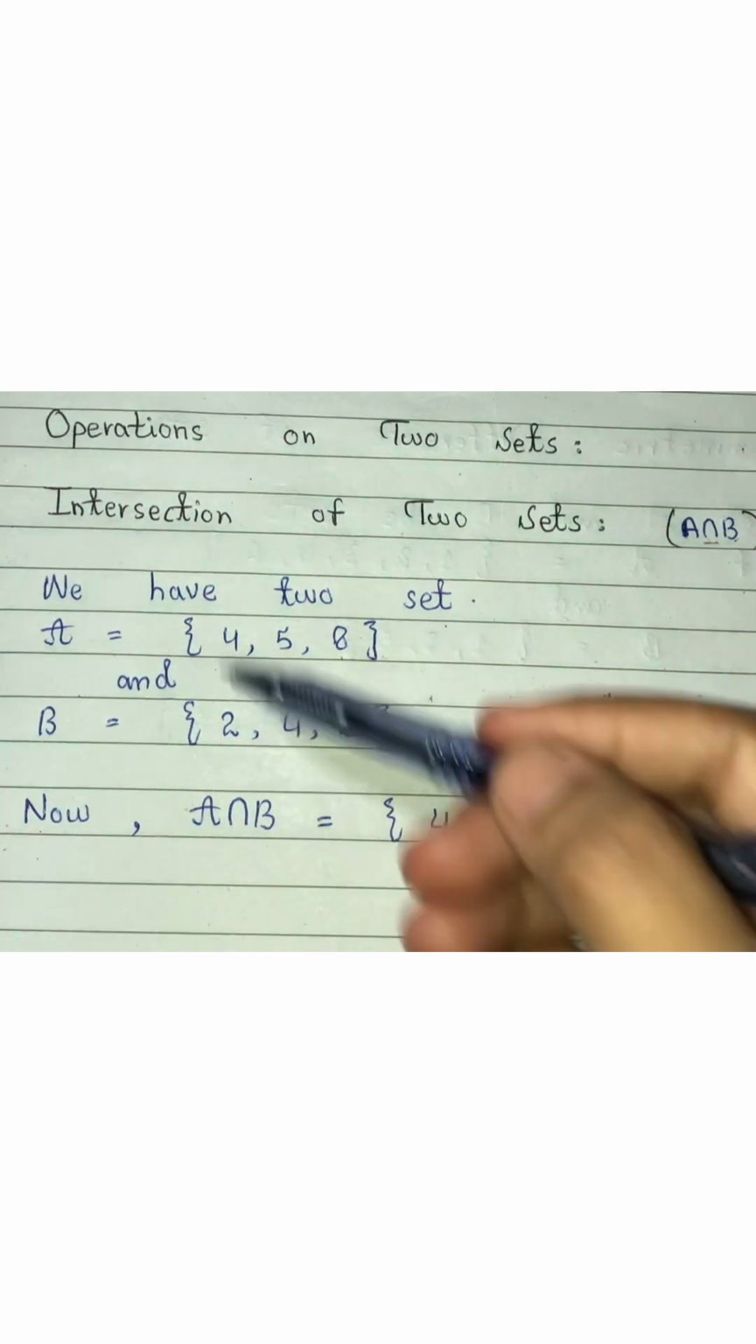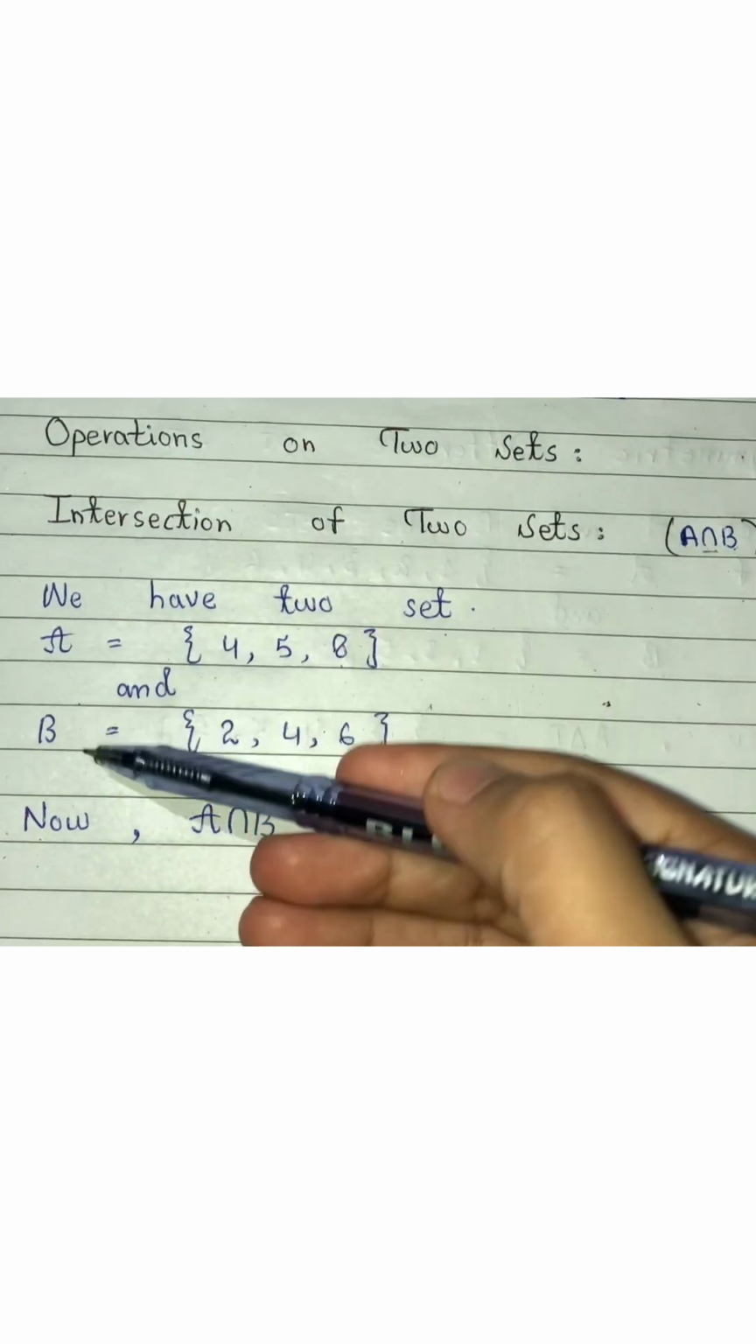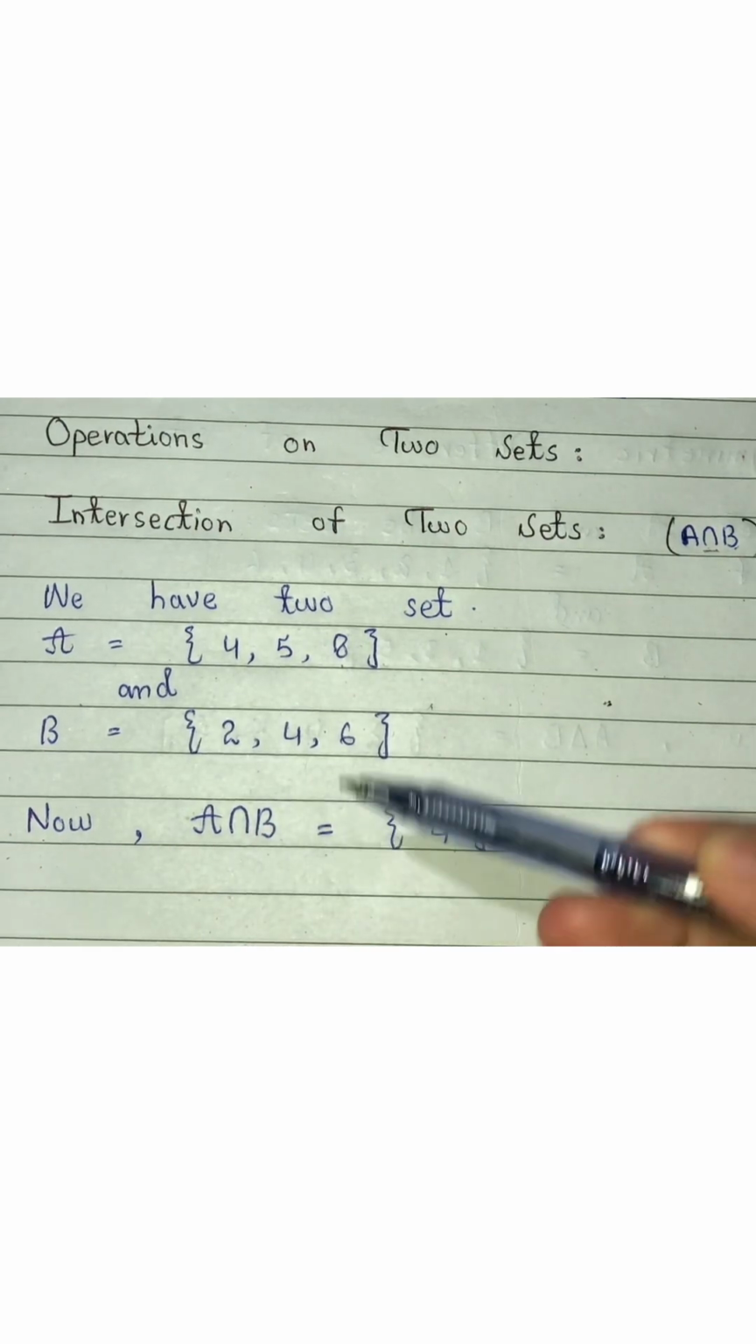Now we will find intersection of A and B. A intersection B is equal to 4.